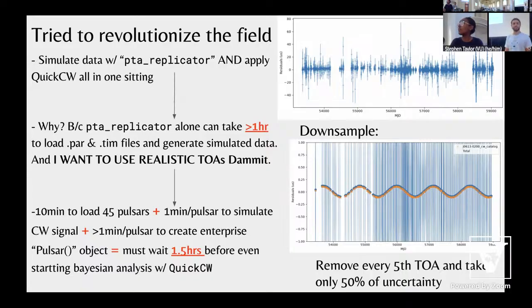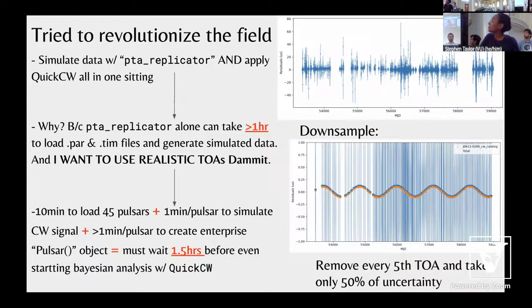PTA replicator alone can take over an hour to load your par and tim files if you use like 45. Oh, Kyle's nodding, thank you. I feel very validated. And supposedly it's a fairly straightforward way to simulate data. You can inject signals, red noise, continuous waves, anything you want. But it was taking too damn long. But I was determined. I was gonna make this boy work.